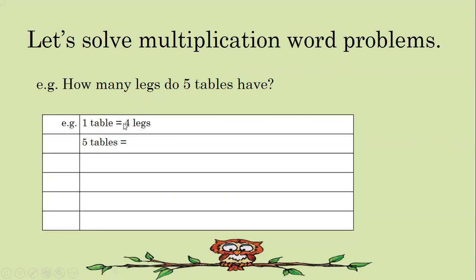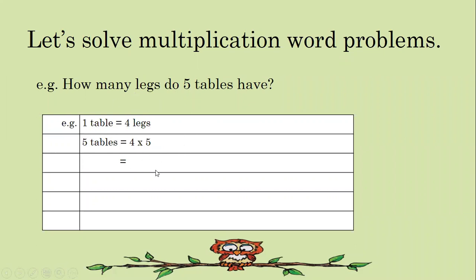So if one table has 4 legs, then 5 tables will have, what sum do you think we have to put here? Pause the video and write the sum you think, and then we'll see if it's correct. So 4 times 5. 4, which is how many legs one has, times 5, which is how much we want to find out about. So this is what our sum looks like so far, our word statements.